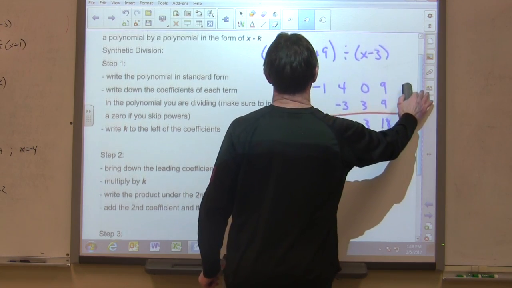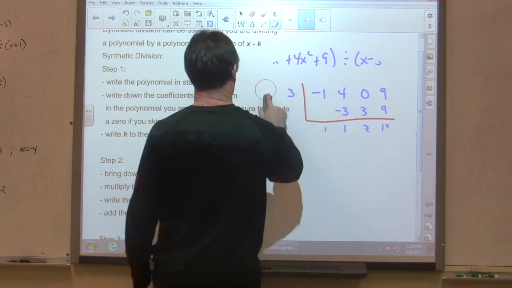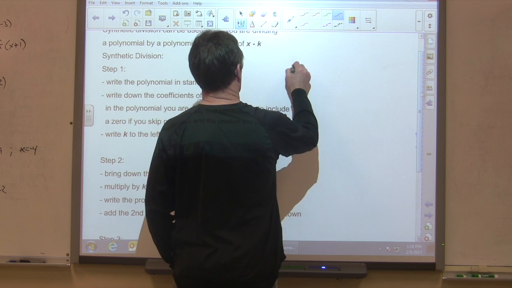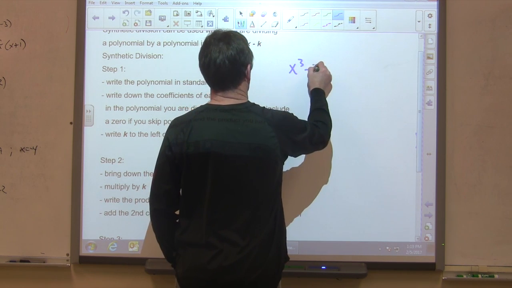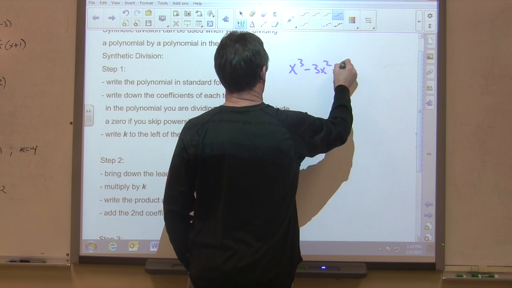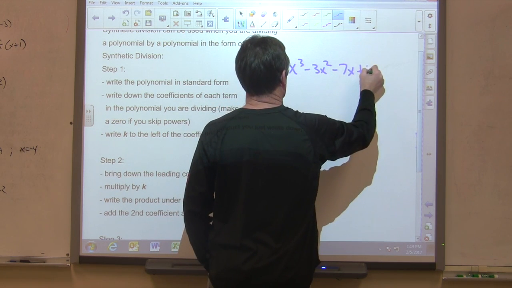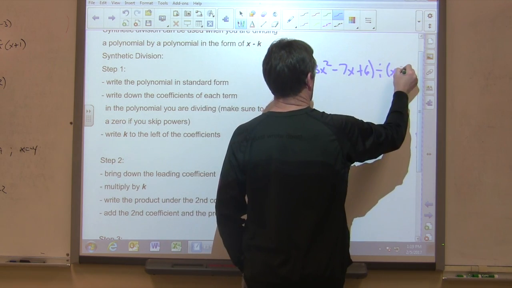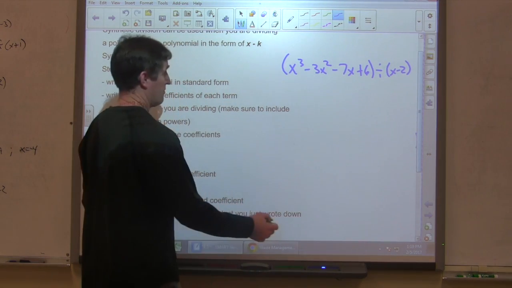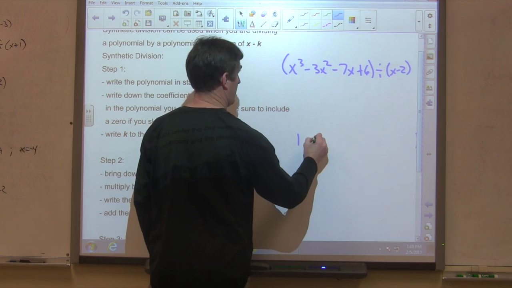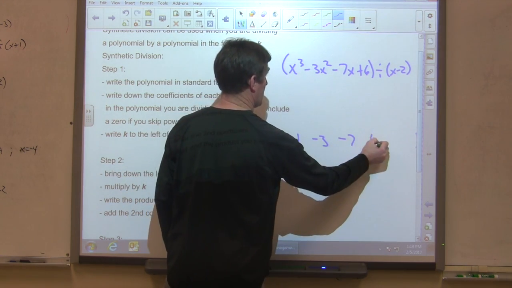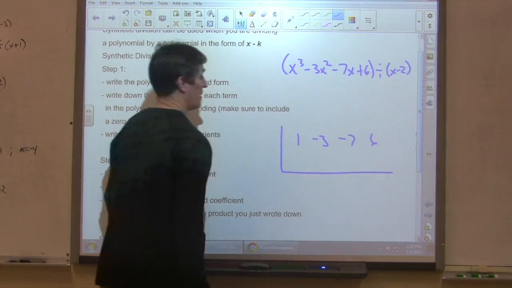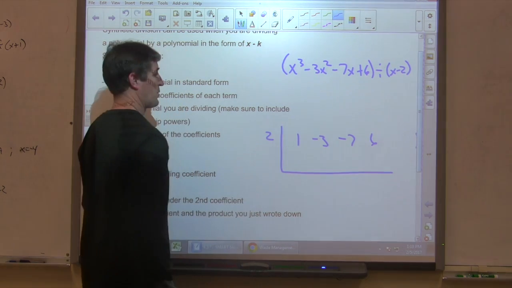So, let's look at another problem. Let's do x cubed minus 3x squared minus 7x plus 6 and divide that by x minus 2. So again, we're going to write down the coefficients: 1, negative 3, negative 7, 6. I didn't need to put a 0 because we didn't skip any powers. Then k in this case is 2, so that's where k goes.